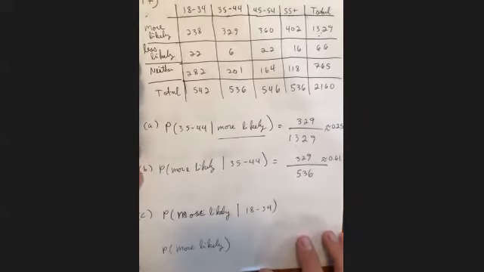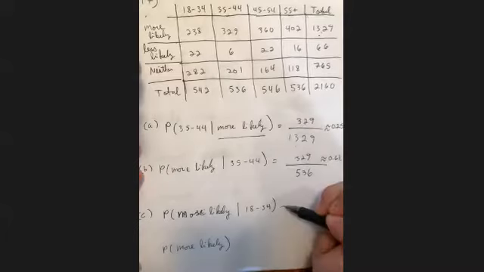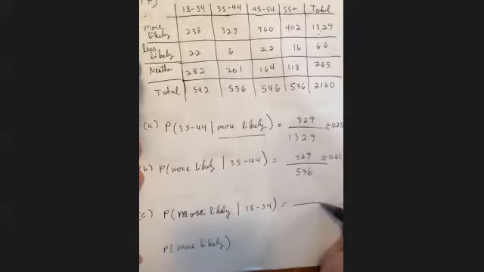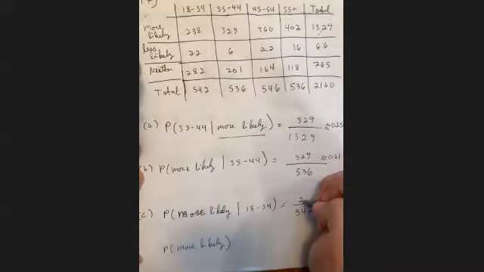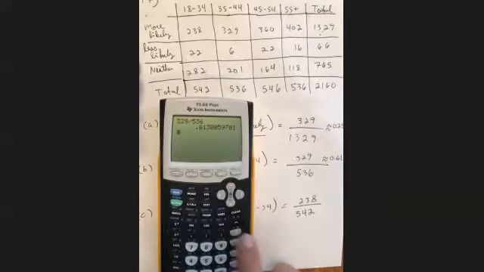Now we're going to compute the probability that within the room with all the 18 to 34-year-olds, we grab someone who's more likely. So 18 to 34, the grand total there is 542, and the number of more likelies there is 238. Punch it into a calculator, and that's roughly 0.44.